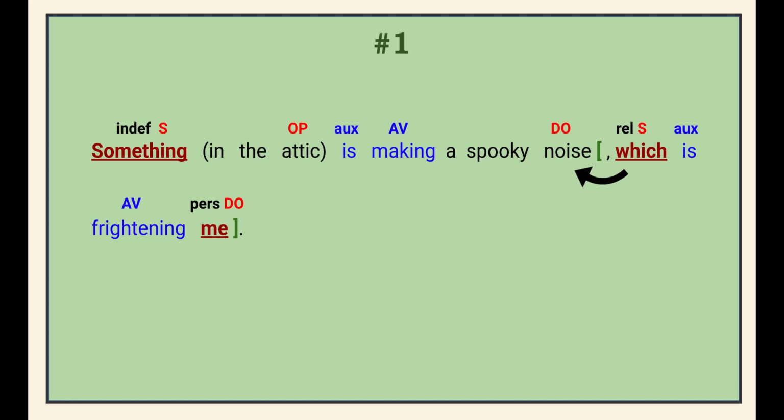The next pronoun is which. It's a relative pronoun because it begins a clause that describes a noun or pronoun. It describes its antecedent noise. It's also acting as the subject in the clause for the verb is frightening. The final pronoun in this sentence is me. It's a personal pronoun and it's acting as the direct object of the action verb frightening.